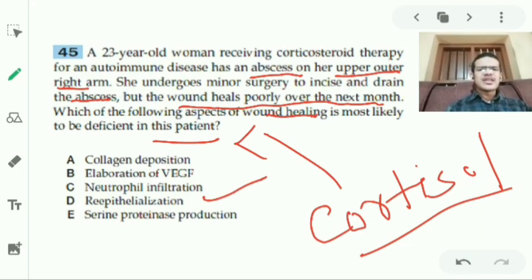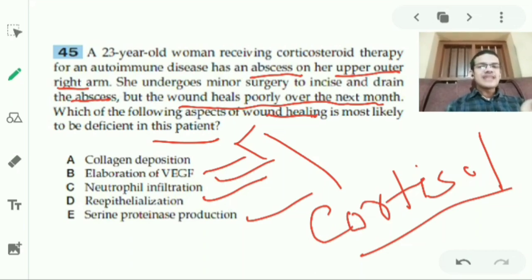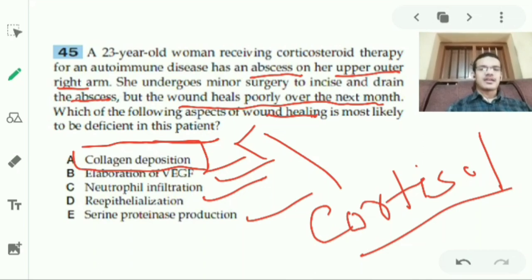So why is wound healing deficient in this person? Reepithelialization? No, that is by epidermal growth factor, not affected by the steroids. Serine proteinase is a matrix metalloproteinase. Neutrophil infiltration is also not prevented by steroids. Elaboration of VEGF, angiogenesis, is inhibited by steroids. What is left is collagen deposition. The step of collagen deposition is the one which is negatively impacted by the administration of corticosteroids or immunosuppressants in this lady.